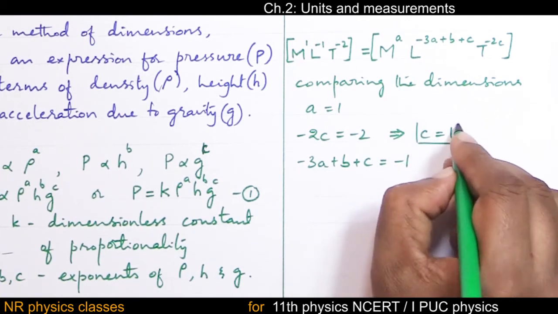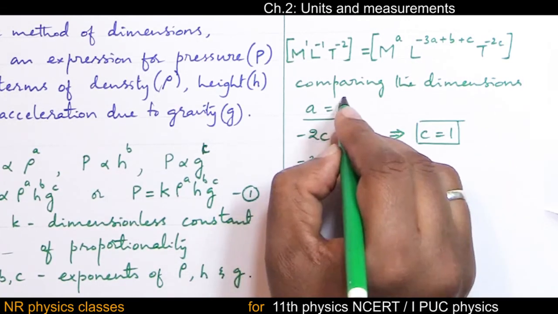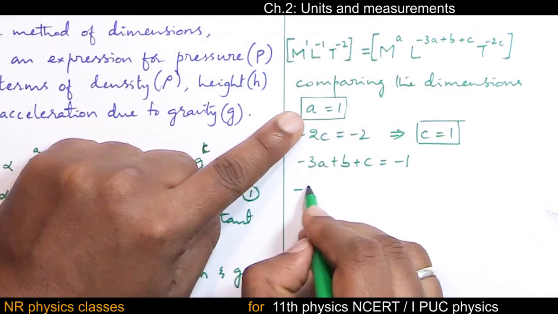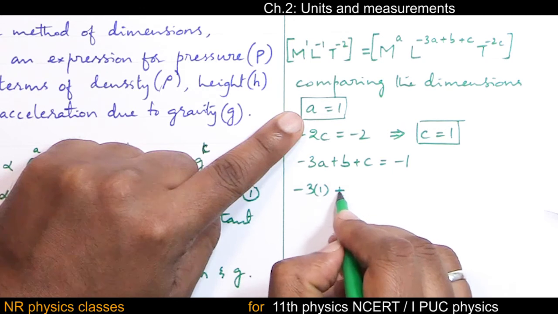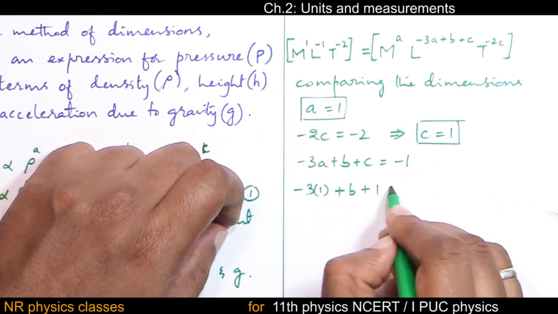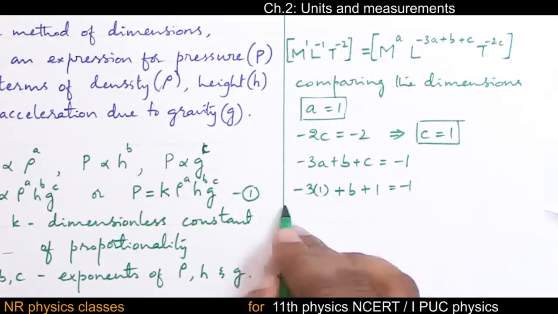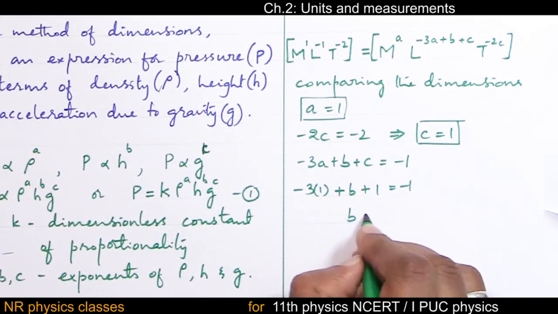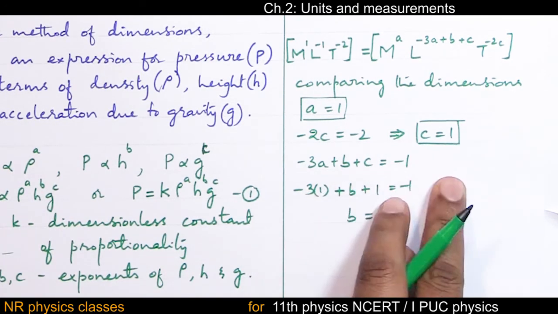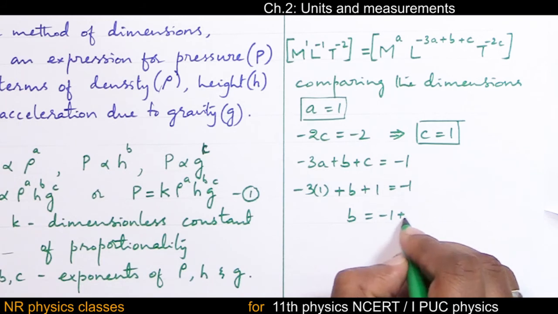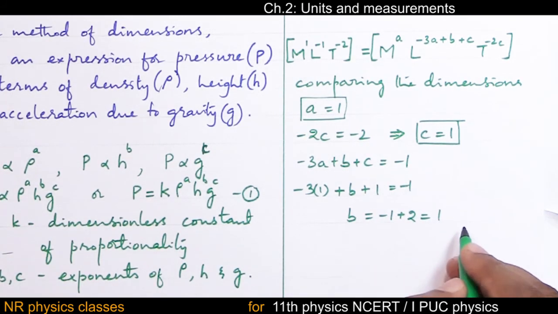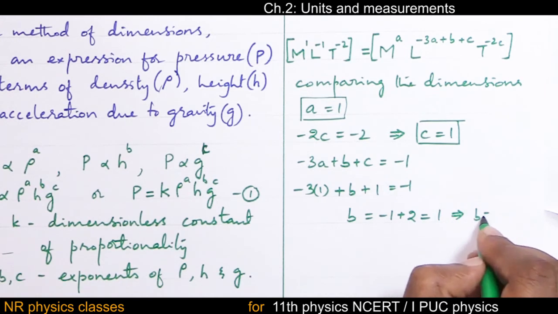So let us substitute the values of A and C in this equation. Minus 3 into 1, plus B wanted, plus C. C is 1, equal to minus 1. Solve for B. B equal to minus 3 plus 1 is minus 2. Minus 2 goes to that side, it becomes plus 2. Minus 1 plus 2 is 1. Implies B equal to 1.